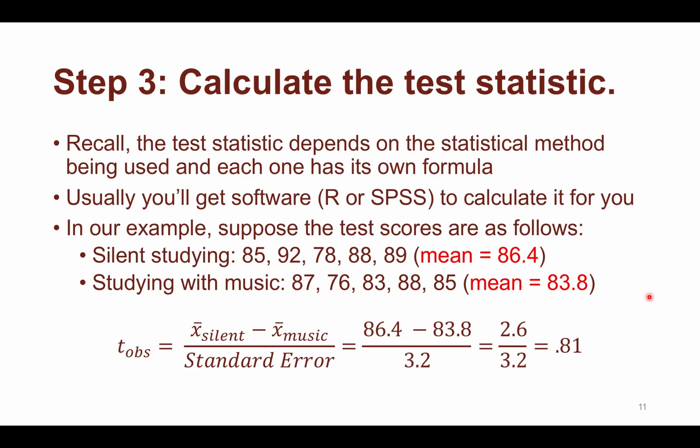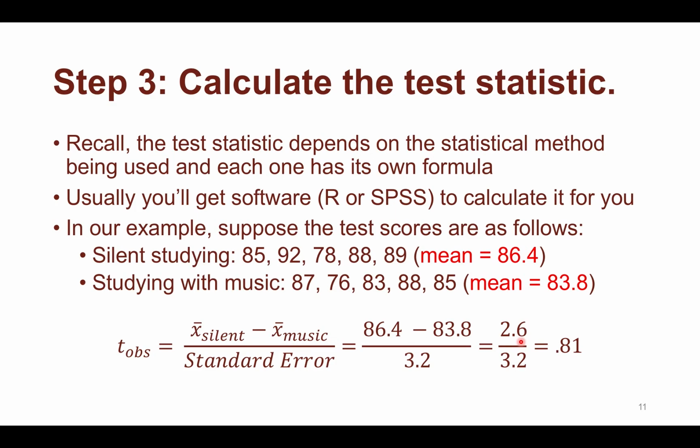And we can look at our sample data. After silent studying, these were the exam scores of those 5 individuals. The mean of those scores is 86.4. After studying with music, those 5 individuals had these 5 scores, and the mean was 83.8. So we can take the difference of those means by subtracting and find that the difference was 2.6 points different.